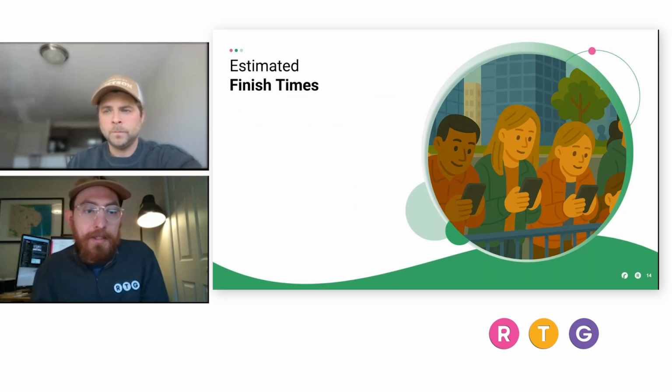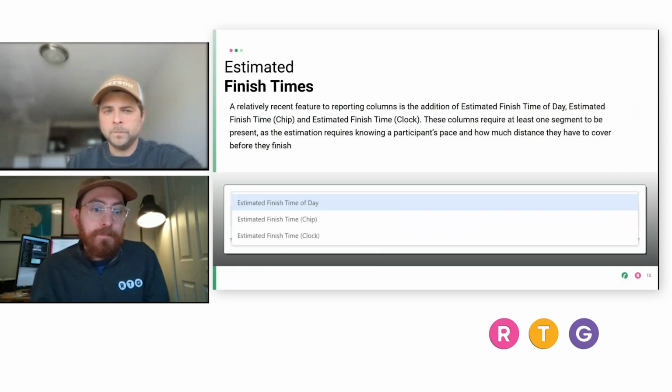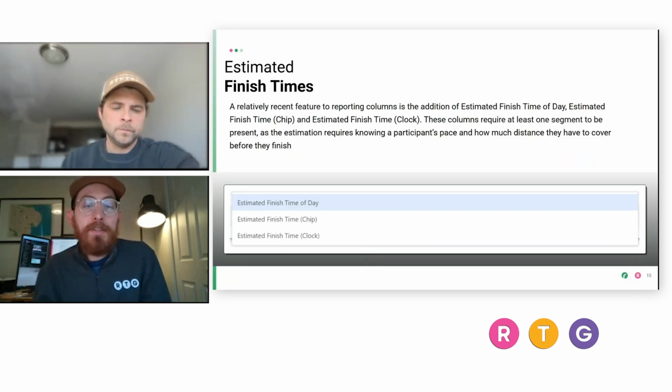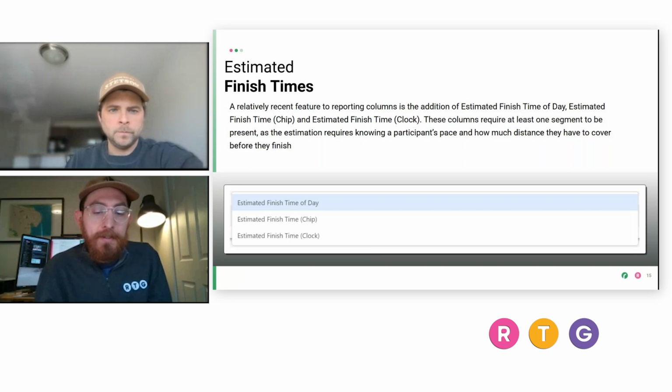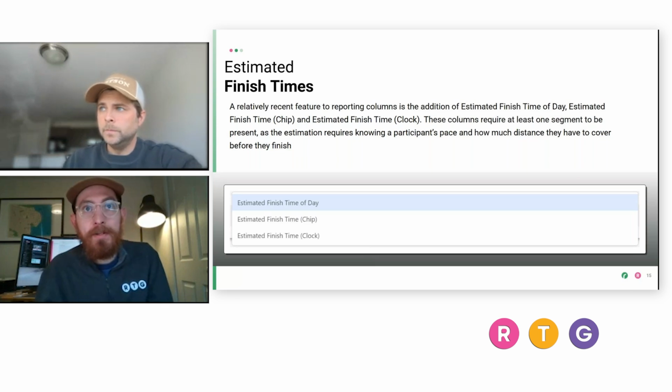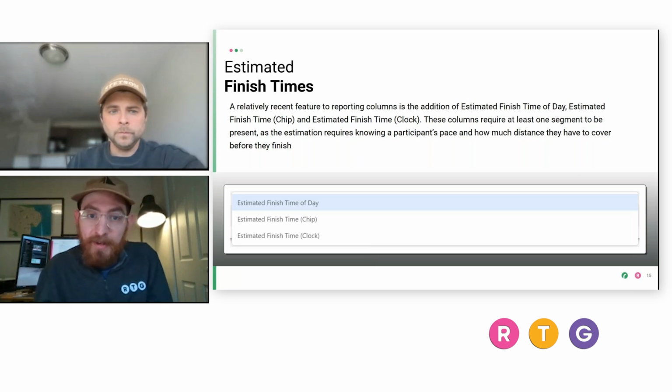All right, so let's talk now about estimated finish times. This is a pretty recent feature, and it's available in reporting columns and in data checks, I believe. Basically, it's the ability for us to give you a projected estimated finish time, and also net time for clock and chip times. So we could give you the time of day that we think they're going to finish, and we give you their net time, so 18 minutes in the 5K.